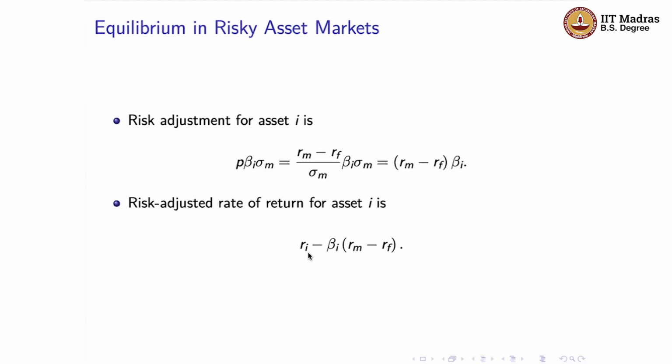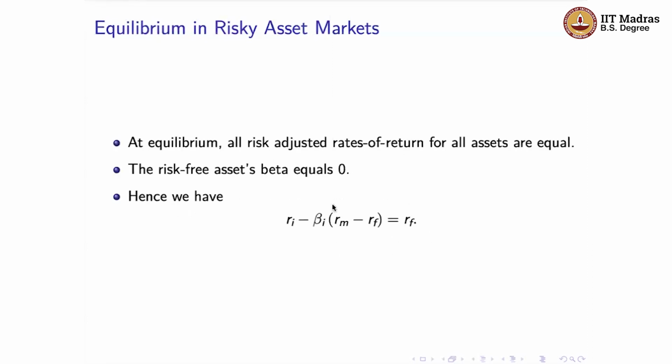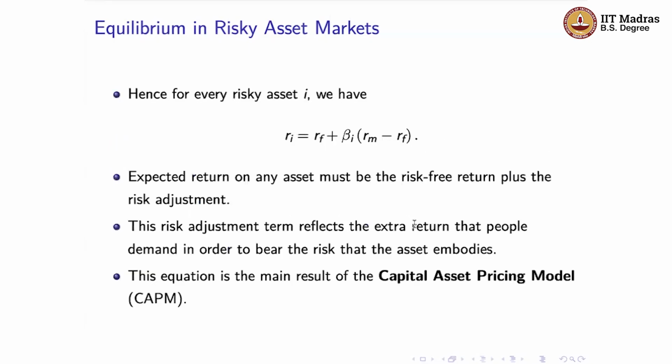Why is that the case? Because there is no risk in a risk-free asset. And so we do not need to adjust for the risk, right? This is the risk-adjusted rate of return for any particular asset I. This has to be equal to Rf, right? Which is the risk-adjusted rate of return for the risk-free asset. And so we have that Ri minus beta I times Rm minus Rf is equal to Rf.